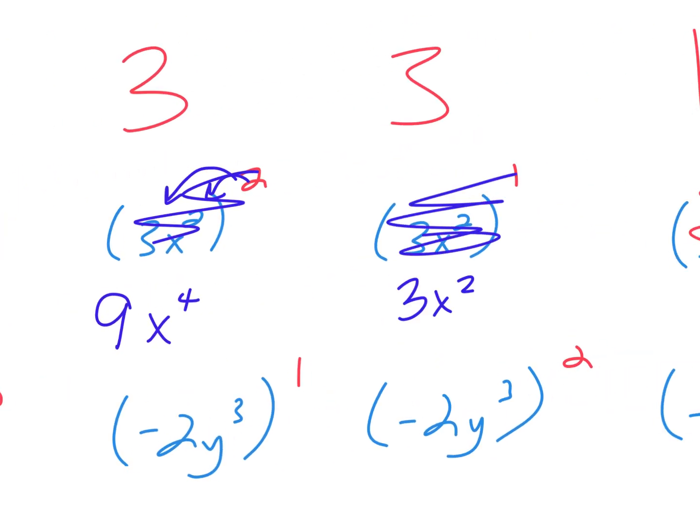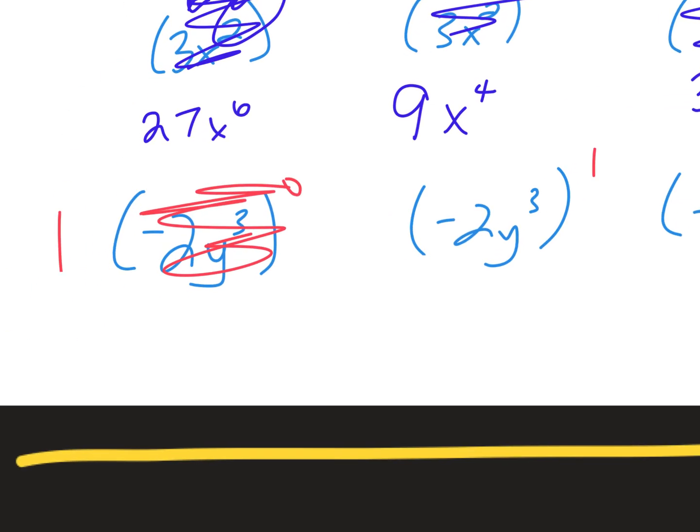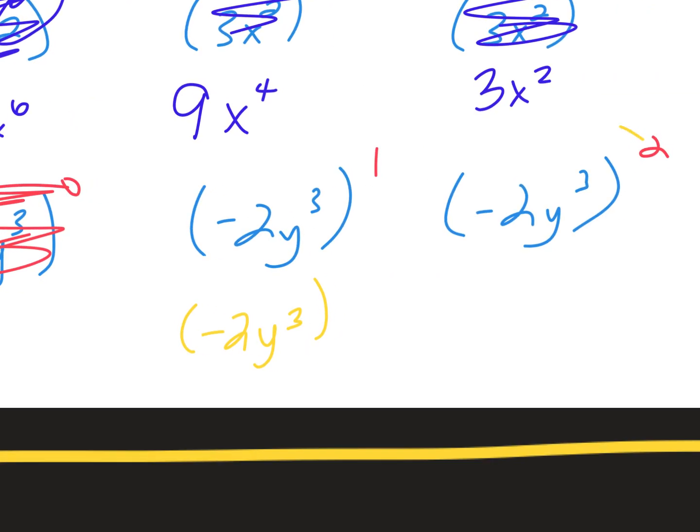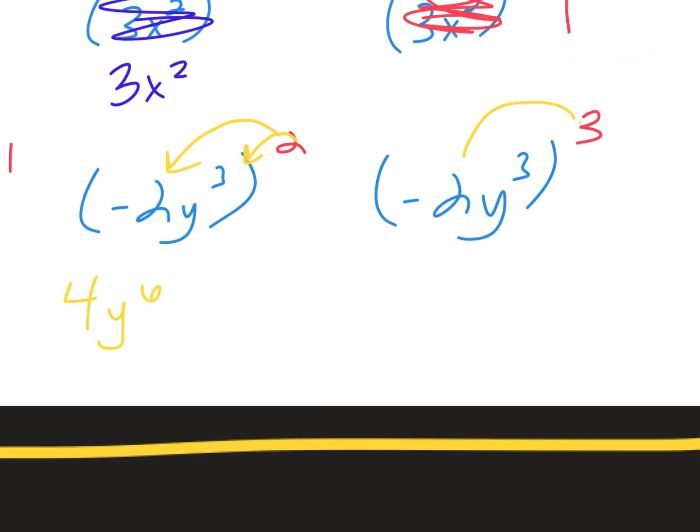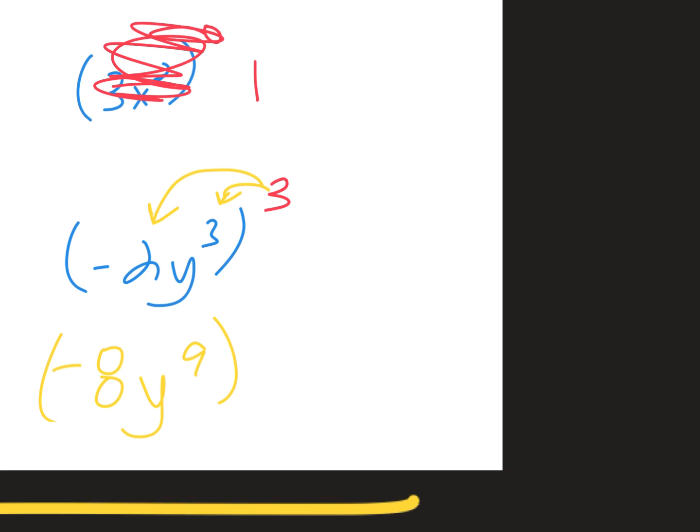Everybody understand? You with me? All right, let's do the next one then. Think about this. This 1 goes to everything, so this is just negative 2y cubed. This 2 goes to the negative 2 and to the y cubed. What's negative 2 squared? 4, and then it's y to the what? 6th. So this 3 goes here and here. What is negative 2 to the third power? Negative 8. Y to the what? Perfect. That's it. And now we just multiply down.